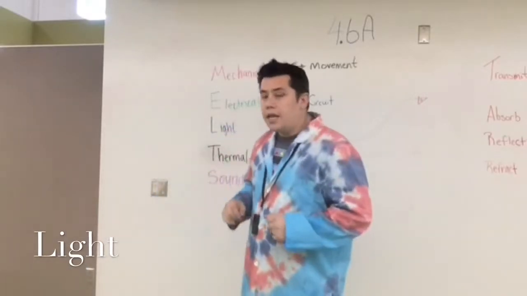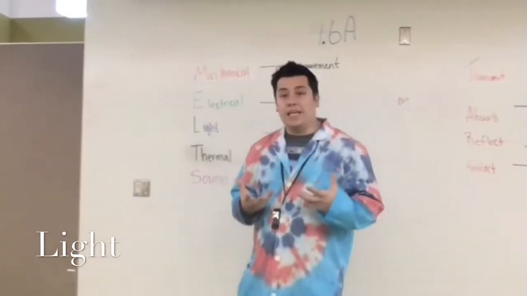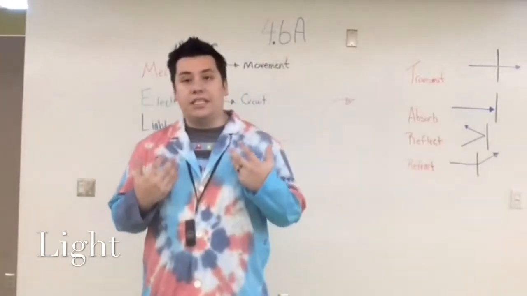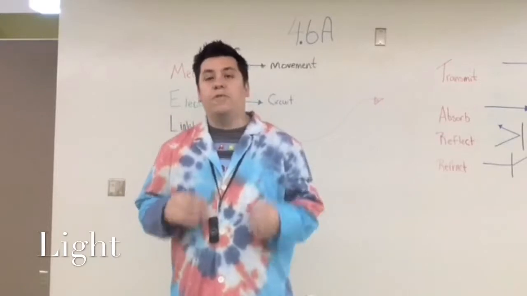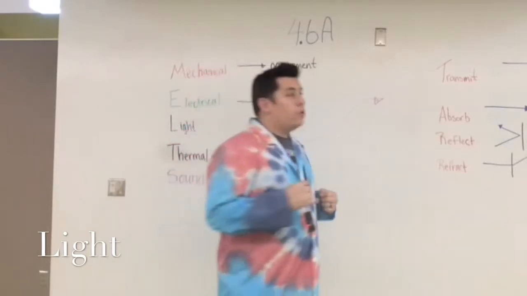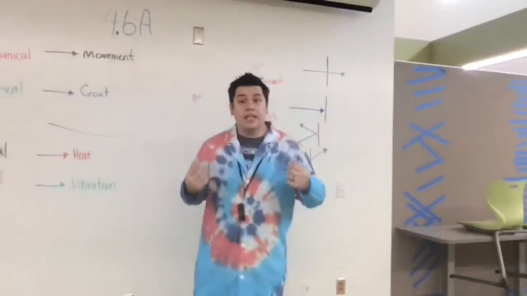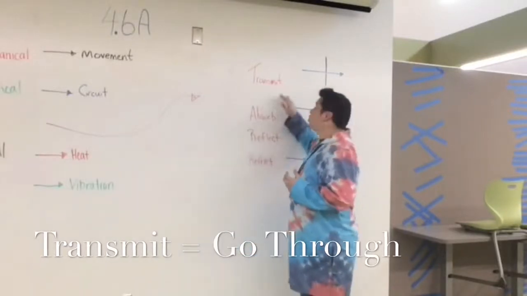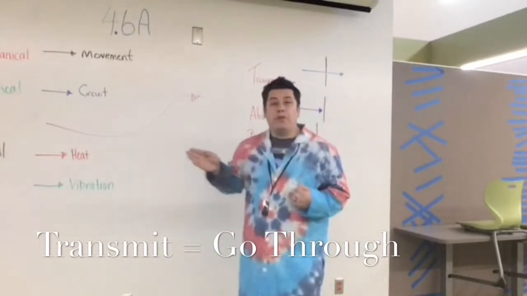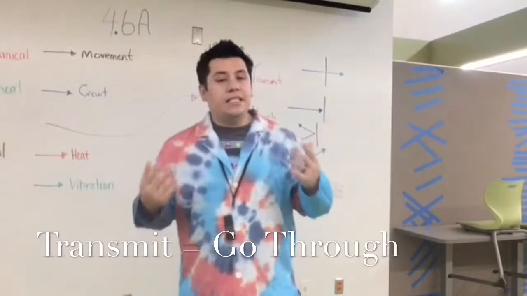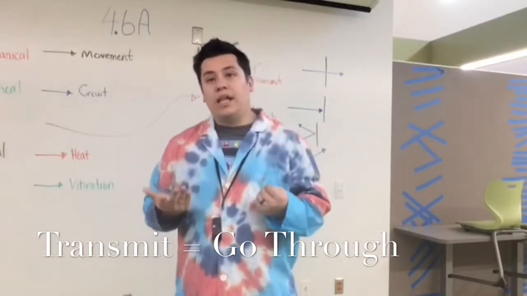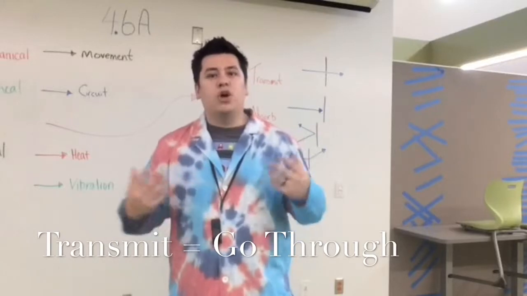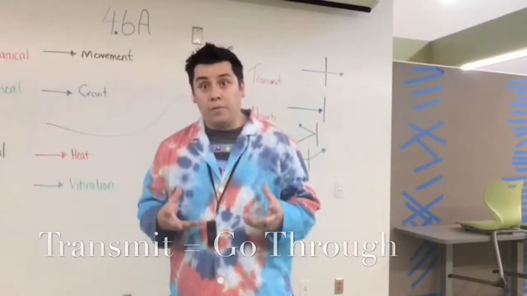All right, now L stands for light energy. This is the energy that allows us to see, okay? Now what's tricky about light energy is that it can do four different things. Now when light hits, say, glass, it does what we call transmit. That means it's going through. So if I stand at my window and I'm looking outside, I can see through the glass because light's transmitting. It's going through the window. Okay?